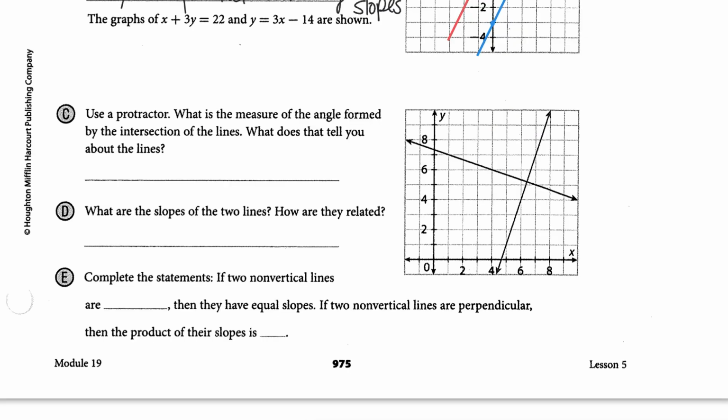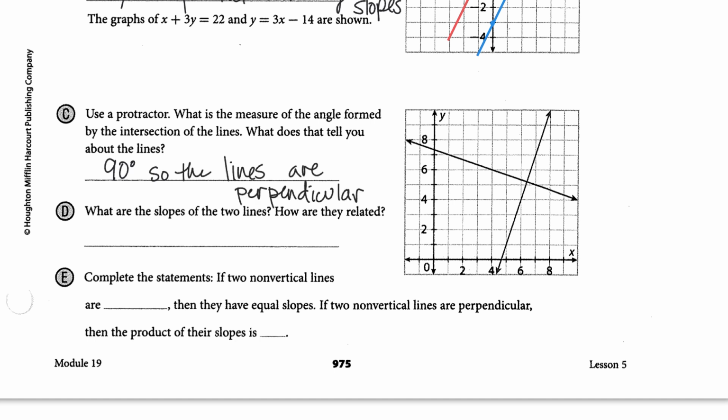The graphs of x plus 3y equals 22 and y equals 3x minus 14 are shown. Use a protractor. What is the measure of the angle formed by the intersection of the lines? What does this tell you about the lines? If you use a protractor, this comes out to a 90-degree angle, which tells you that the lines are perpendicular.